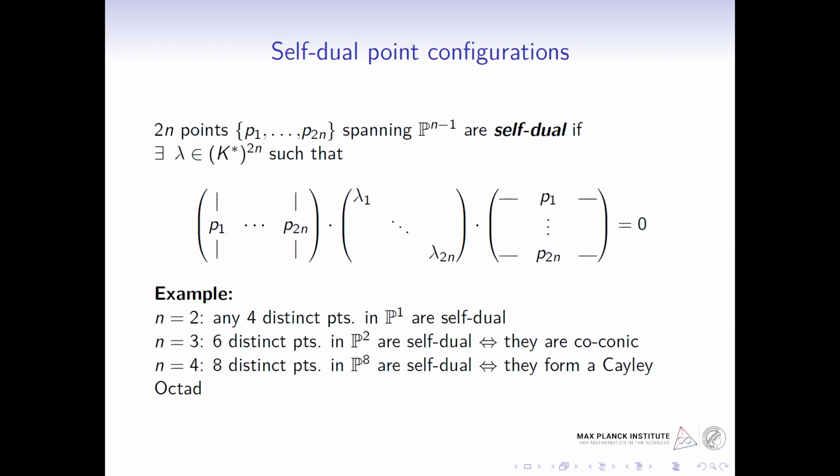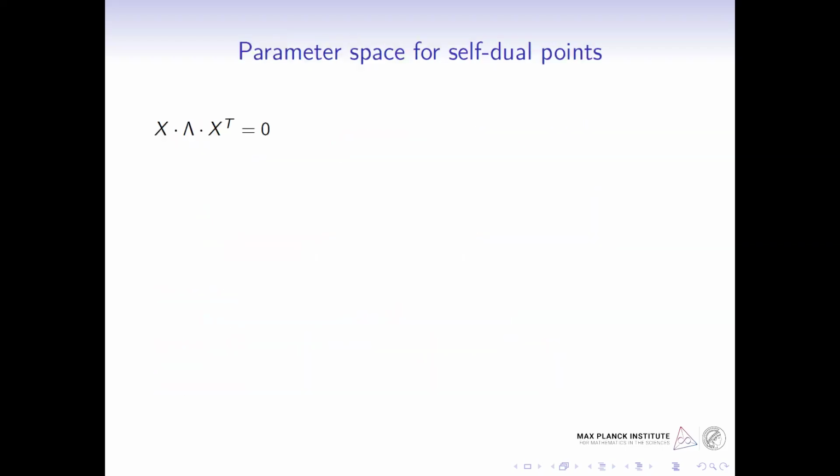Okay, so the natural question that we now ask ourselves, now that we know self-dual matroids and self-dual point configurations, is: can we always realize a realizable self-dual matroid as a self-dual point configuration? To understand this, we need to understand the parameter space of these self-dual points, or to put it in relation with the realization spaces of matrices.